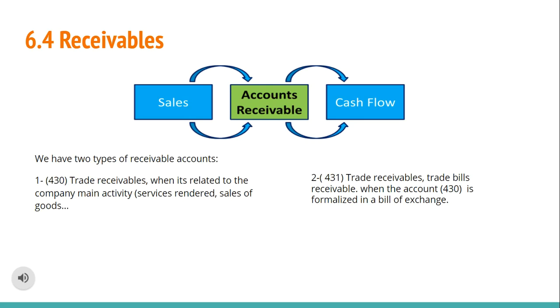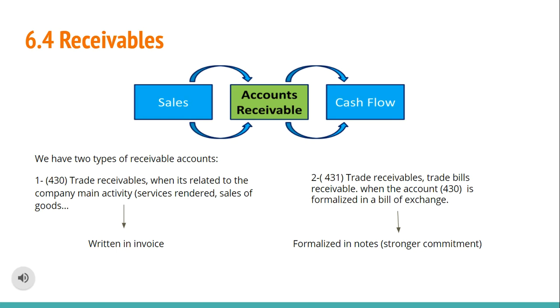The account 430, called trade receivables, is where the transaction refers to the main activity of the company, for example, sales or services rendered, and account 431, trade bills receivable. That is the same, but it is when it is formalized in a bill of exchange or a promissory note. The only difference between these two is the document in which they are formalized. The trade receivables are written in invoices, and the other ones are written in notes that represent a stronger commitment of paying.